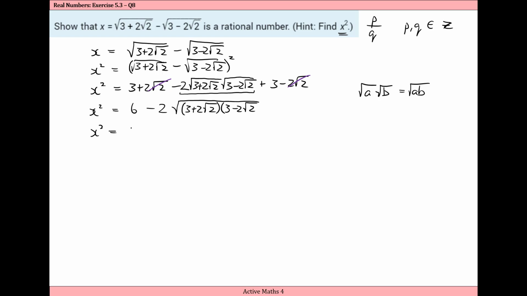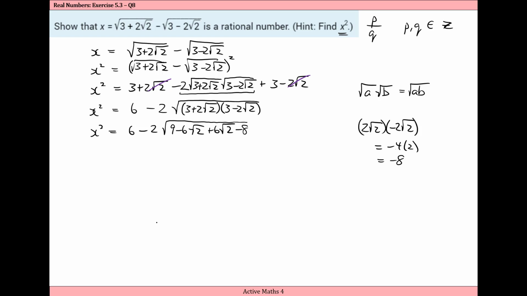Okay, so on the next line I have that that's equal to 6 minus 2 by, and then underneath the surd I have 3 by 3 is 9. 3 times minus 2 root 2 is minus 6 root 2. Plus 2 root 2 times 3 is plus 6 root 2. And then 2 root 2 times minus 2 root 2, we might just do that over here. So we have 2 root 2 times minus 2 root 2. So 2 by minus 2 is minus 4. Root 2 by root 2 is 2. And minus 4 by 2 is minus 8. And so at the end here we have minus 8.